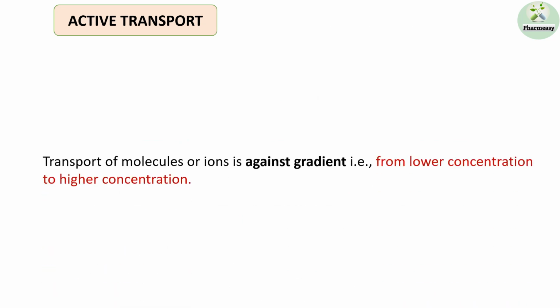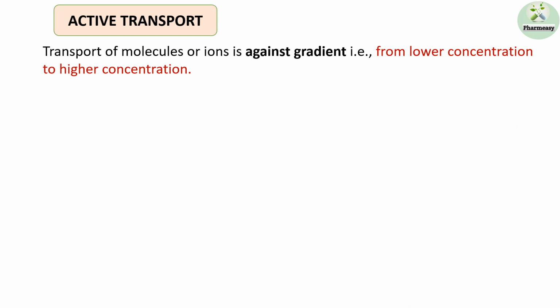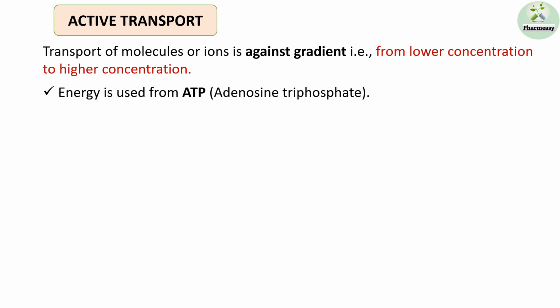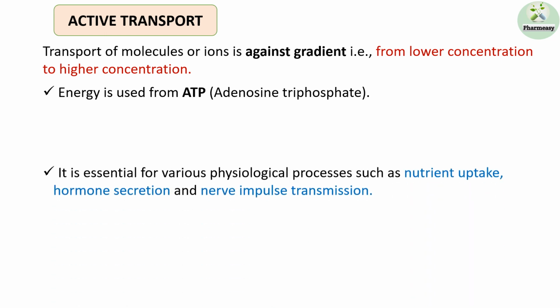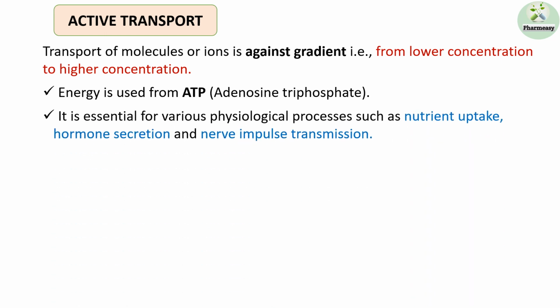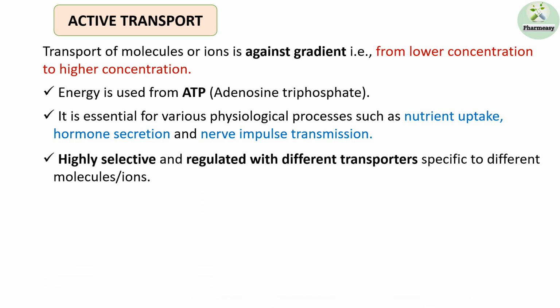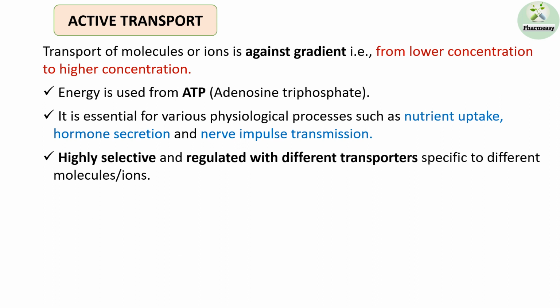It is defined as the transport of molecules or ions against the concentration gradient, that is, from lower to higher concentration. It requires energy as ATP and is essential for various physiological processes such as nutrient uptake, hormone secretion and nerve impulse transmission. Active transport is highly selective and regulated, with different transporters specific to different molecules or ions.